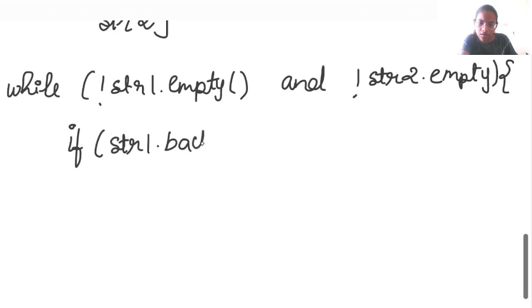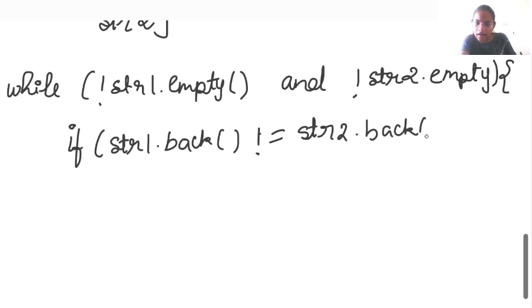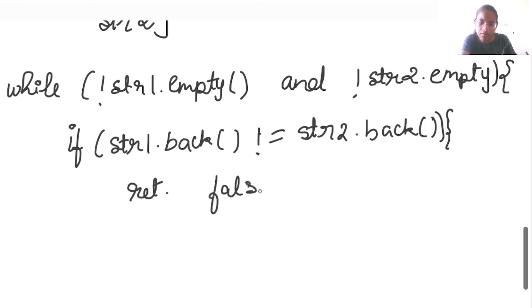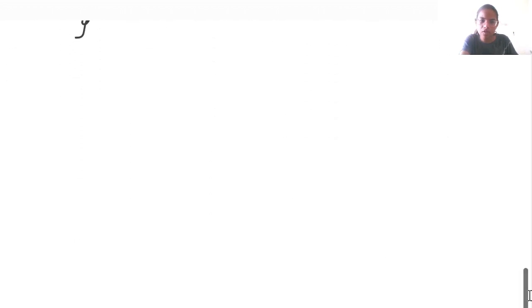If str1.back, the topmost element of str1, is not equal to the topmost element of str2, then we need to return false at that point of time only. Otherwise, we need to pop off both the topmost elements from both the stacks.